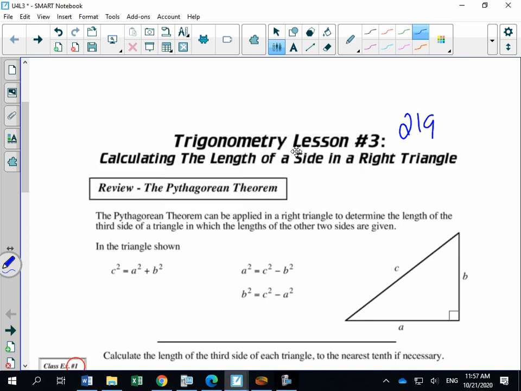Okay, so today we are continuing on with trig. We're moving on to lesson 3 in the workbook. Lesson 3 is on page 219. Essentially what this lesson is, it's going to take the skills that I taught you yesterday and we're going to apply it and actually solve triangles.